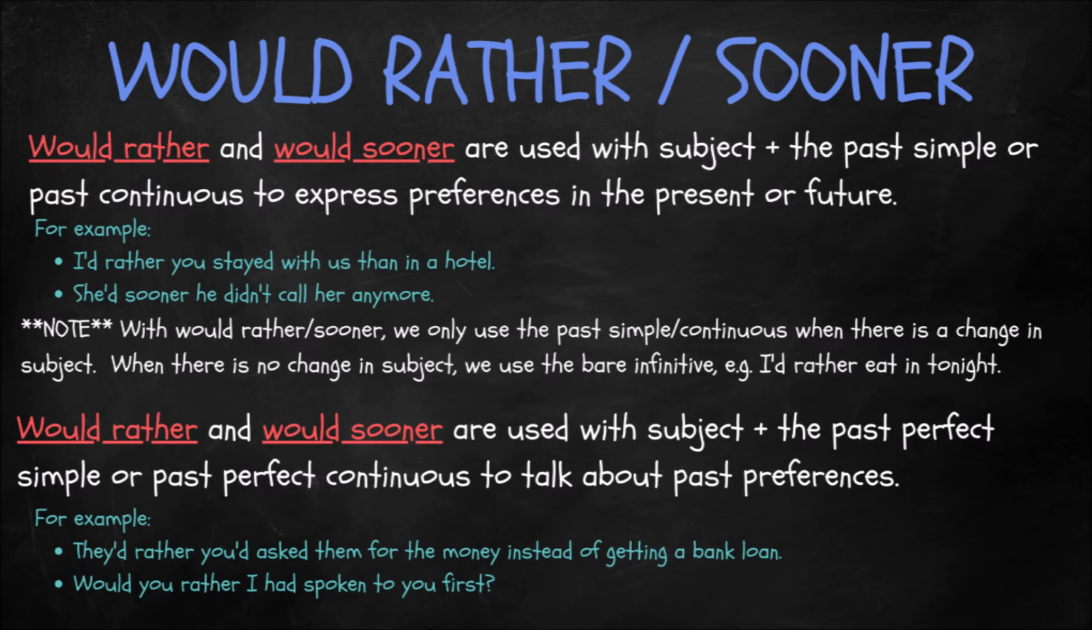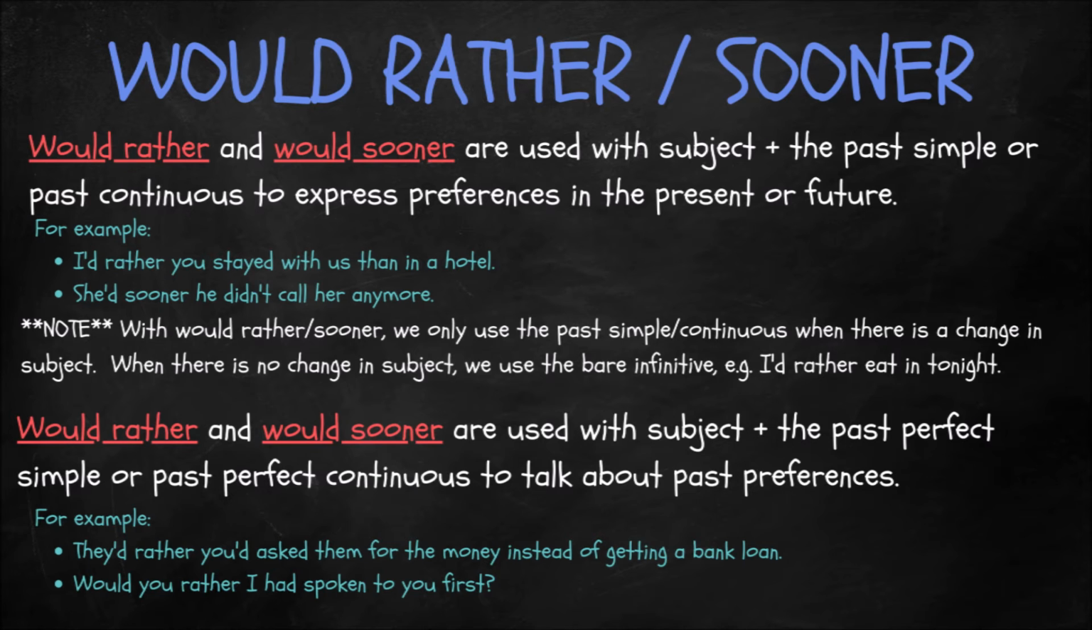With would rather or sooner, we only use the past simple or continuous when there is a change in subject. That's really important. When there is no change in subject, we use the bare infinitive. For example, I'd rather eat in tonight. In this sentence, I am the subject of both clauses. I'm the subject of the clause with rather and the clause with eat in. So in that case, I don't need to use the past simple. I can use the bare infinitive, which remember is the infinitive without to. It would be different if there was a change in subject. For example, if we make you the subject of the second clause, it would be I'd rather you ate in.